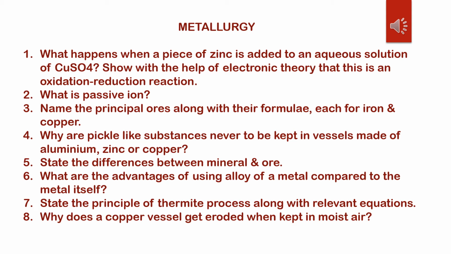Next question, why are pickle-like substances never to be kept in vessels made of aluminium, zinc or copper? Answer, acidic organic substances like fruits, food materials should not be stored in galvanized utensils because zinc may get dissolved in the food material and cause metal poisoning. During cooking, acidic foods in aluminium utensils create dissolved aluminium compounds which are harmful for health. Acidic foods and chocolates packed in aluminium foil may cause poisoning.